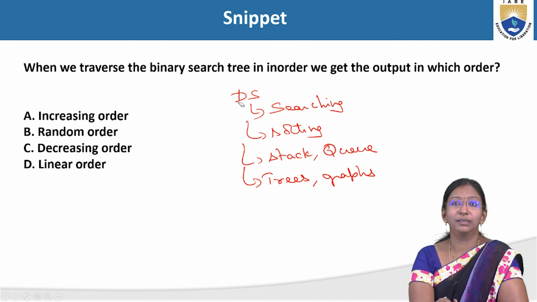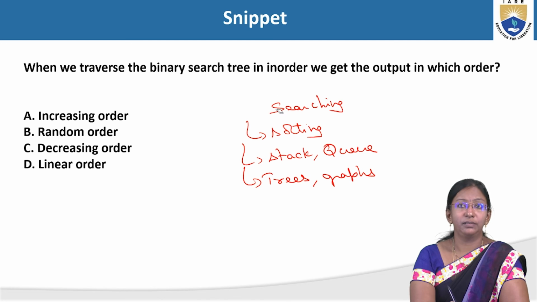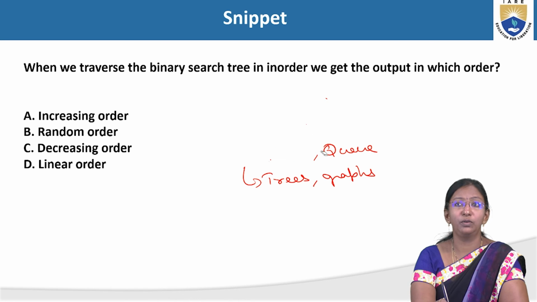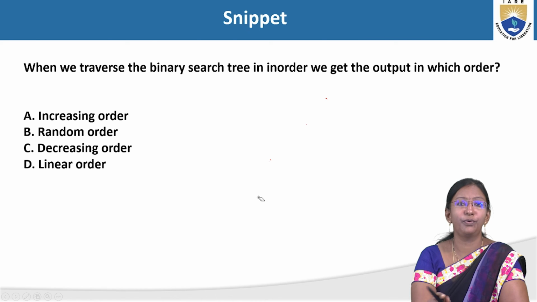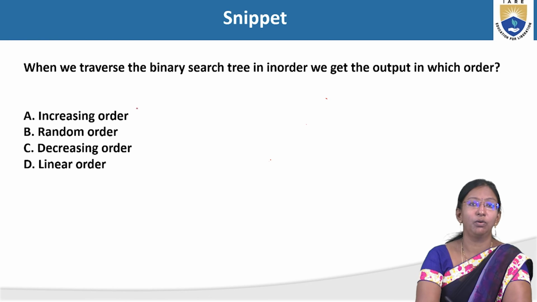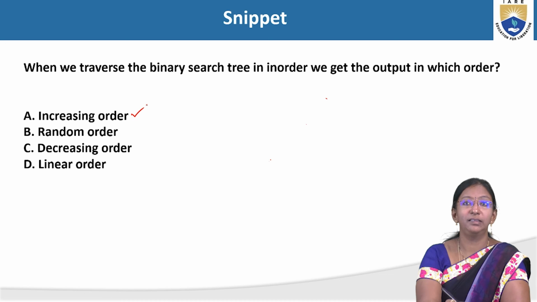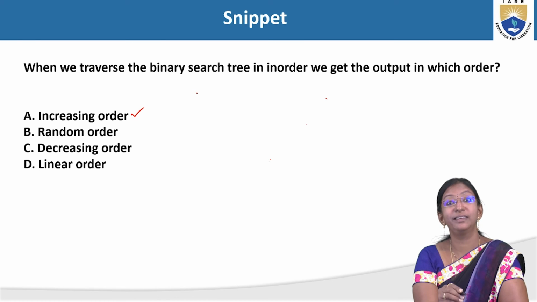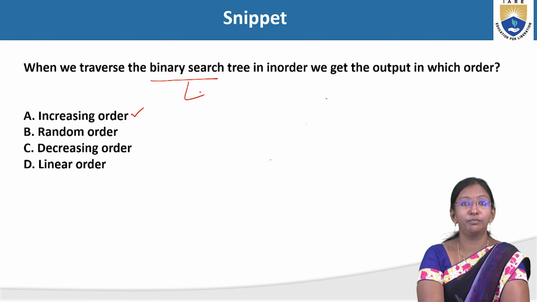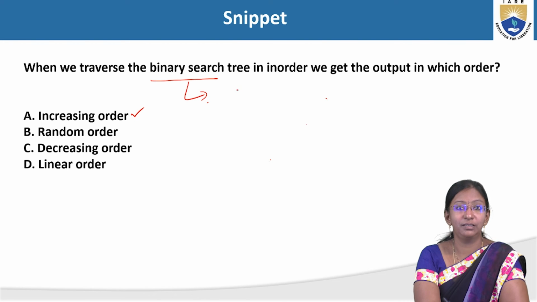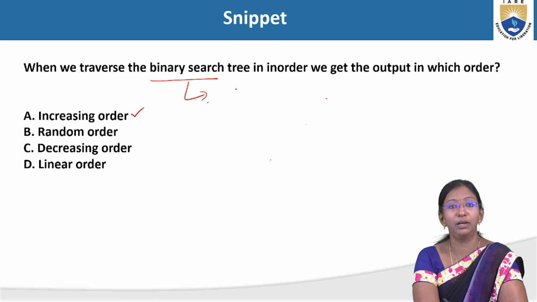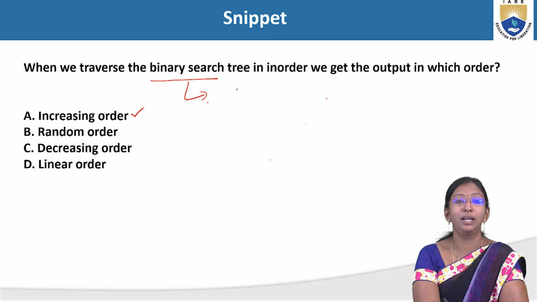Okay, so here they're asking: if you traverse a binary search tree in order, we get the output in which order? This is a straightforward question. A few things you have to remember. It always gives the order in increasing order. They have not said binary tree, they have said binary search tree. Then what is the funda of a binary search tree? It always says that the left node will have a value less than or equal to the parent, and the right node will have a value greater than its parent.